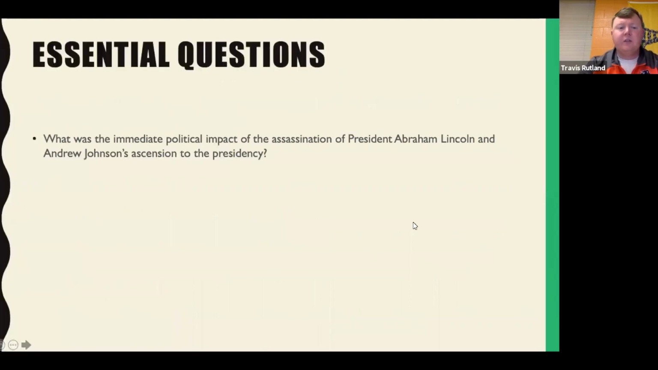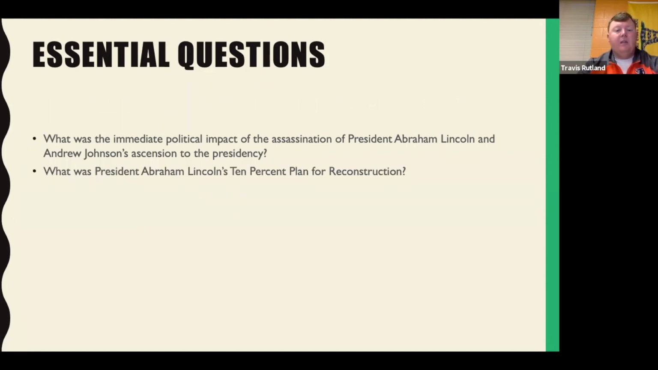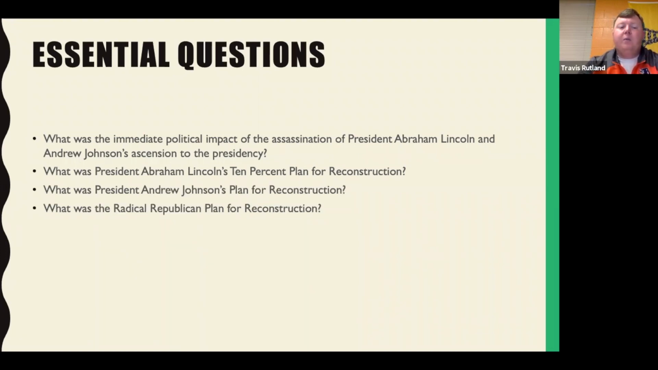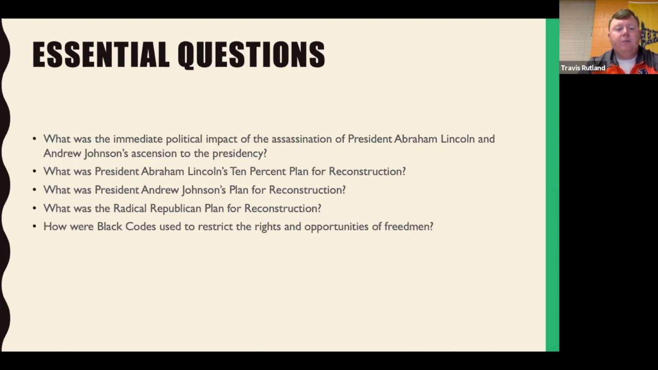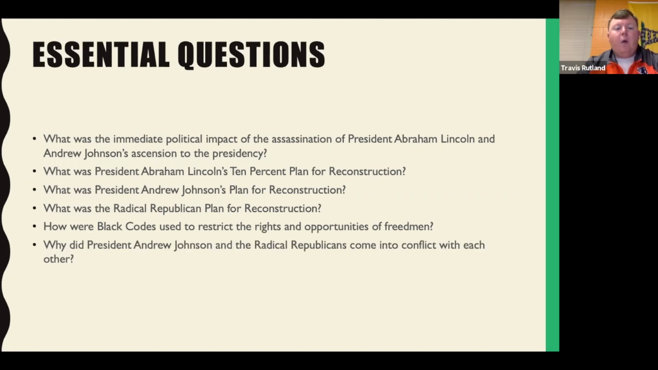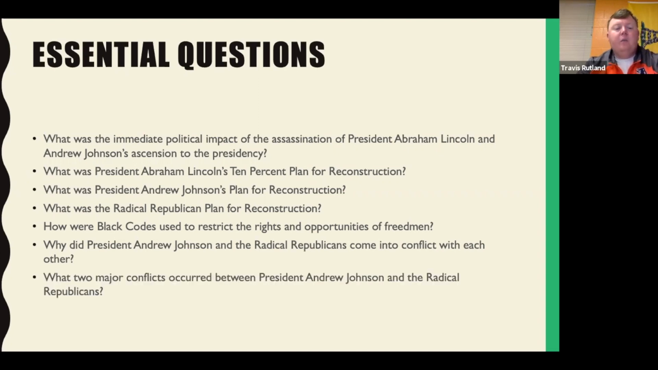So the essential questions that we're going to ask ourselves today. One, what was the immediate political impact of the assassination of President Abraham Lincoln and Andrew Johnson's ascension to the presidency? What was Abraham Lincoln's 10% plan for Reconstruction? What was President Andrew Johnson's plan for Reconstruction? What was the Radical Republican plan for Reconstruction? How were black codes used to restrict the rights and opportunities of freedmen? Why did President Andrew Johnson and the Radical Republicans come into conflict with each other? And what two major conflicts occurred between President Andrew Johnson and the Radical Republicans?